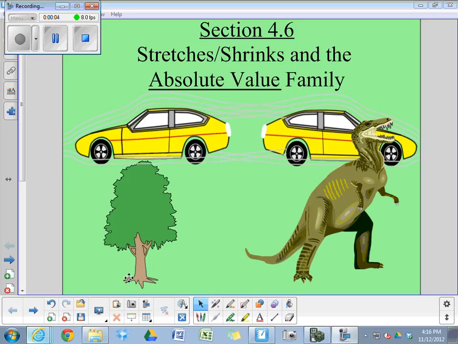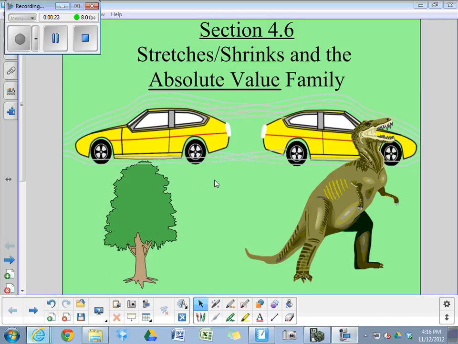This is section 4.6, stretches and shrinks in the absolute value family. This goes along with the top handout from the packet for 4.6 through 4.8. This is our first type of transformation where we have the object actually changing size.